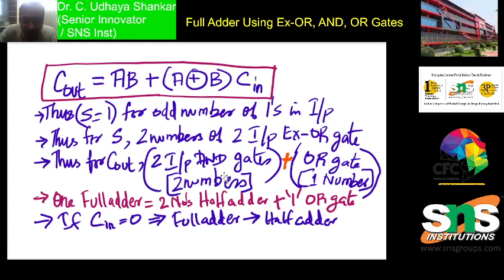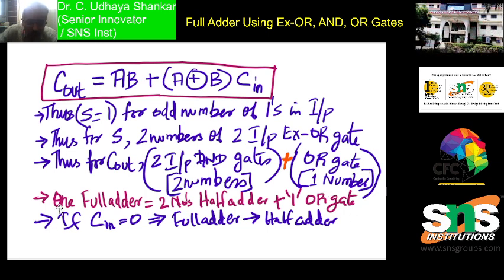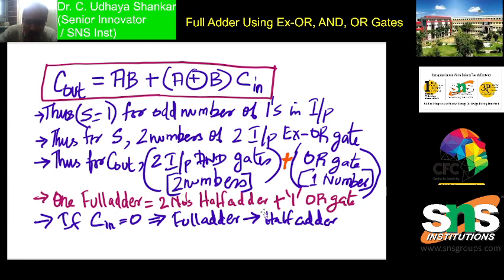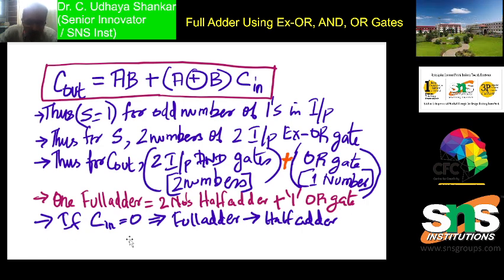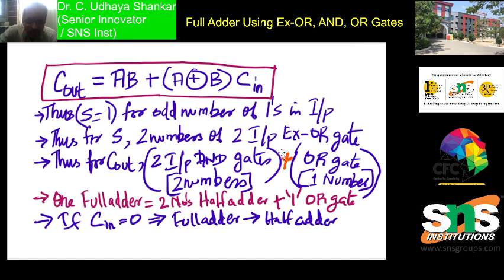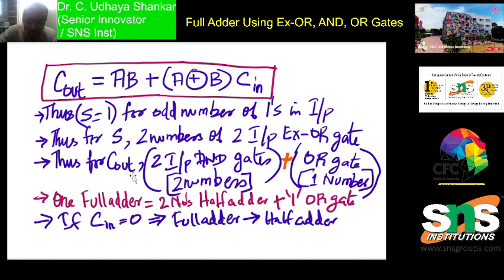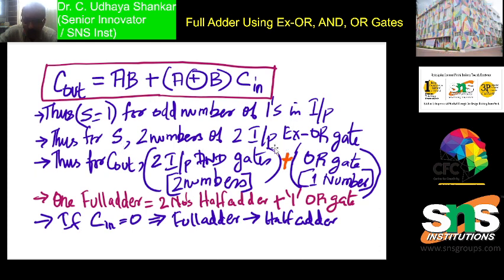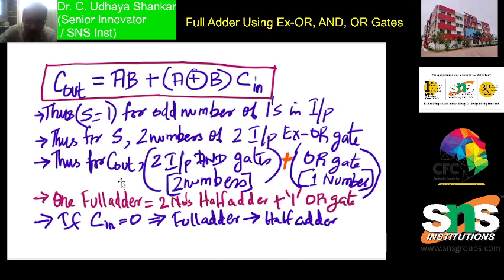So you can see that 2-input AND gates, 2 numbers are there, OR gate 1 number is there. So from this we can understand that one full adder is nothing but 2 half adders, along with that one OR gate is needed. So if Cin equal to 0, from this we can understand that full adder will be equal to the half adder. Okay, so hope you are all clear with this. We have to count the number of ones in order to design the circuit. So in case of S, we need 2 numbers of 2-input XOR gates, whereas for C out 2-input AND gates are needed, along with that we need an OR gate.